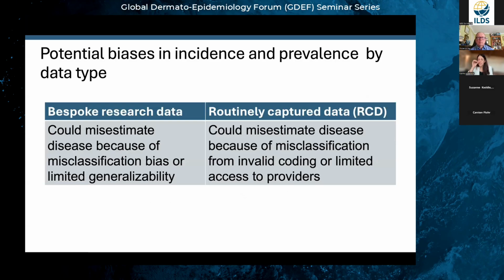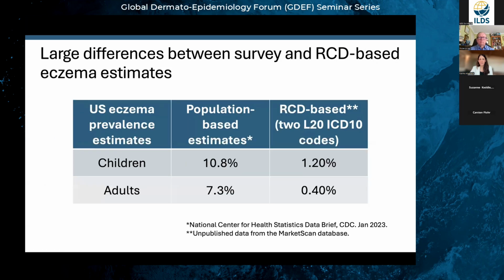And it's important to note that with both bespoke research data and routinely captured data, there could be missed estimates of the disease incidence and prevalence. Bespoke research data could have misclassification. For example, if you're doing a large population-based study, people may not be reporting as accurately as if you're in a clinical setting, or there may be limited generalizability if it's a smaller study. On the other hand, routinely captured data could misestimate this classification for all the reasons I just talked about with the coding, or even let's assume we get the coding right. Not everyone is going to be able to make it into the provider, and limited access could also cause underestimation of the true incidence and prevalence of disease.